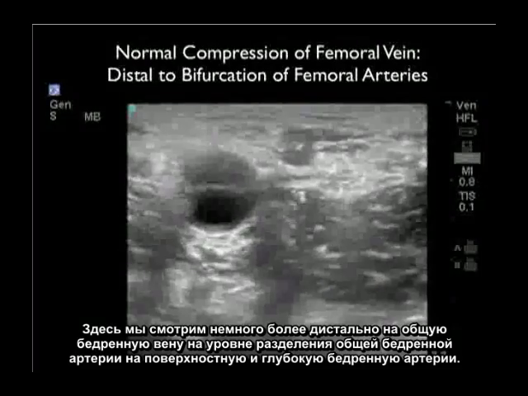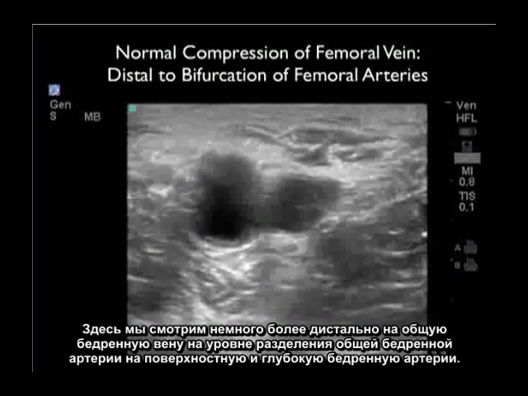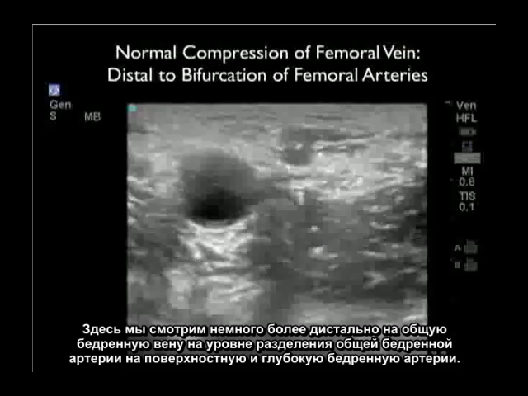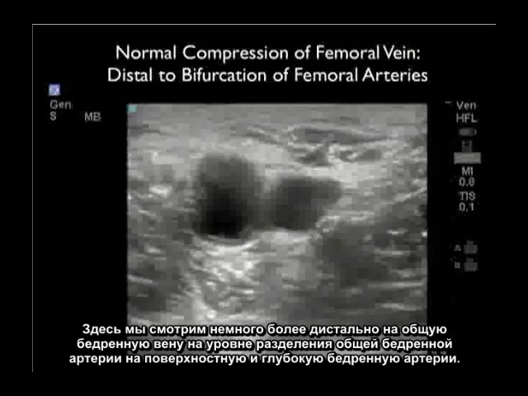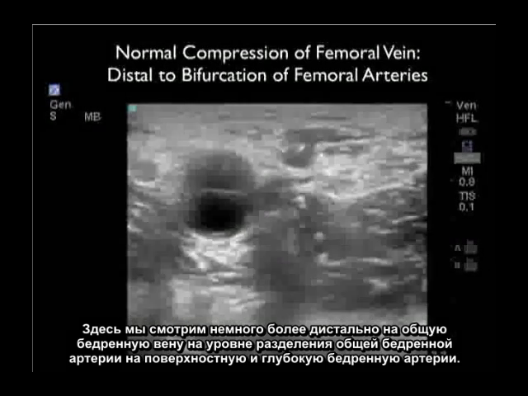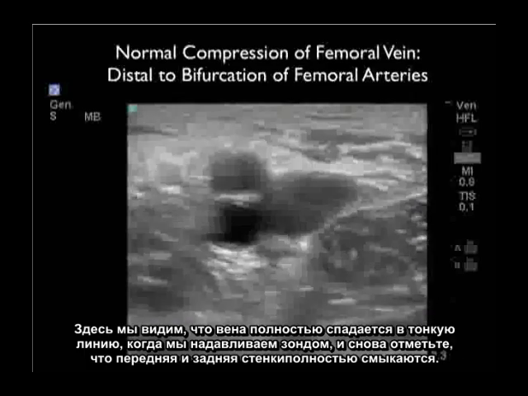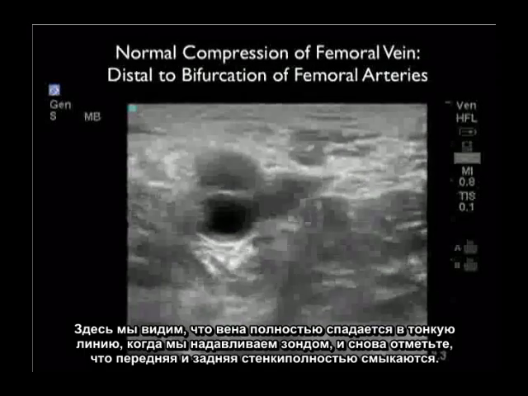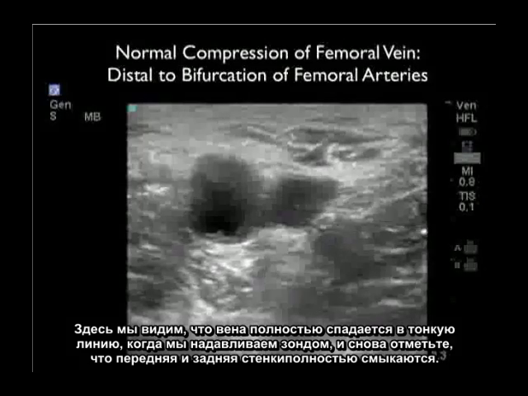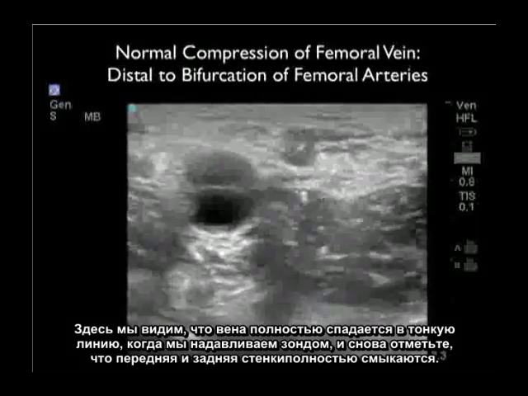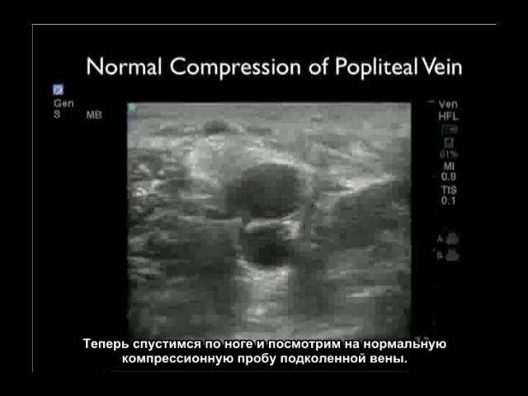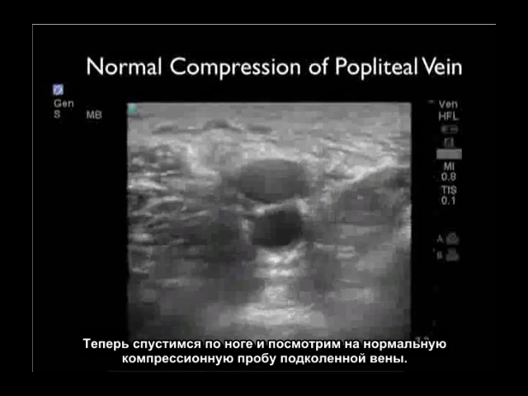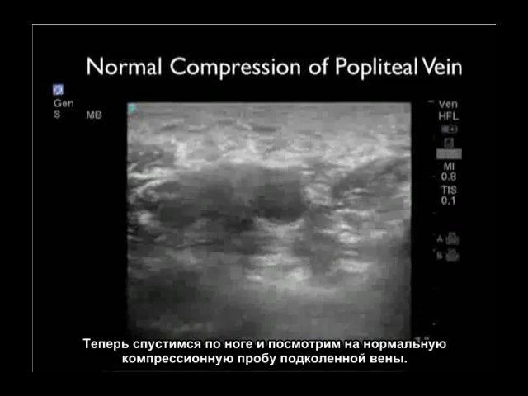Here we're looking a little bit more distally at the common femoral vein at the level of the bifurcation of the common femoral artery into superficial and profundus femoral arteries. And we note here complete compression of the vein as we push down with the probe. And note again that the anterior and posterior walls completely meet together. Now let's move down the leg to look at the normal compression exam of the popliteal vein.